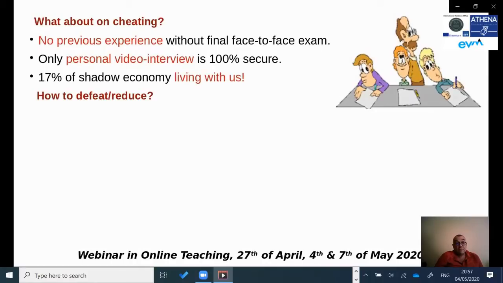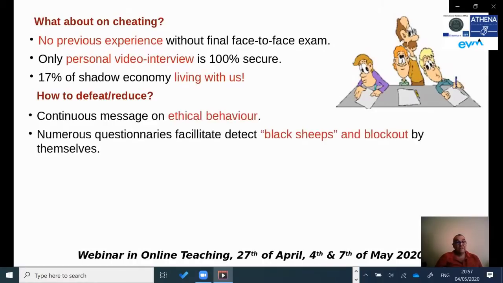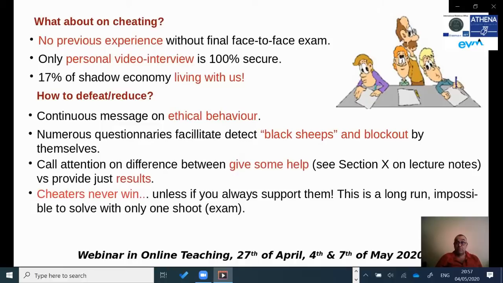How can I try to defeat or reduce the impact? Continuous messages on ethical behavior between students, and the numerous questionnaires that I posed, try to detect the black sheep in the group, and try that by themselves they block them out. I recognize and promote that it's totally different to give some help to one classmate, sending a reference on where you can find the solutions, where you can find the base information you need to solve this problem.